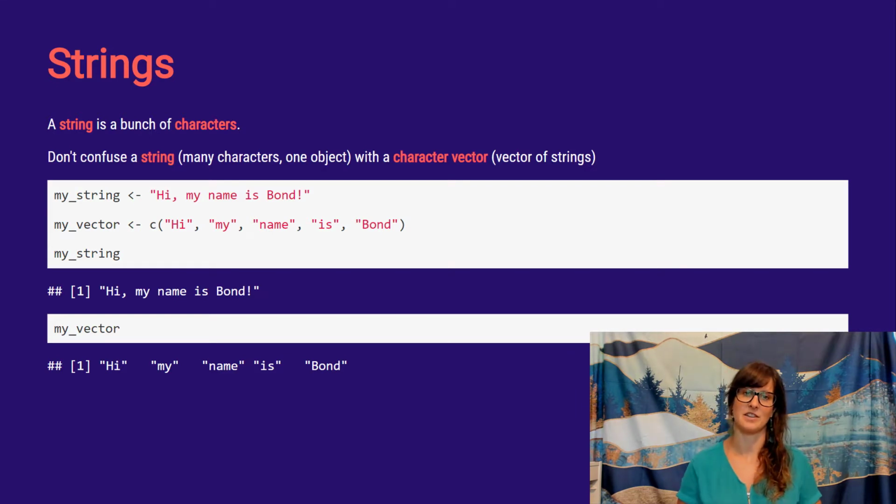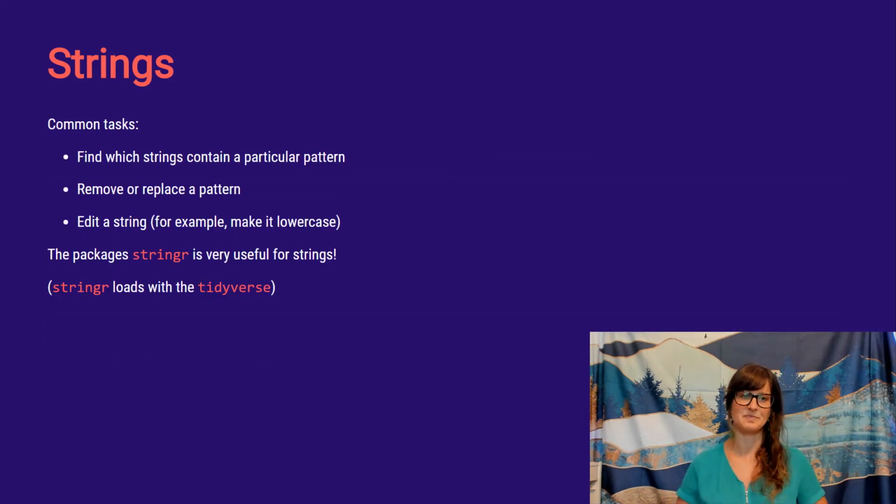My vector, on the other hand, here, I have separated each word. There's now five elements, hi, my name is Bond. Those are very different things. So if I look at my string, R very helpfully puts quotes around it to kind of let you know where the beginning and end of that character data is. And if I look at my vector, we can see each individual element has quotes around it. Each of these five words is a separate string. So keep that in the back of your mind as we learn and practice with the functions today.